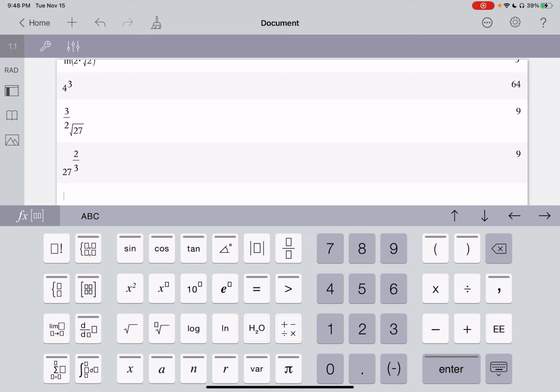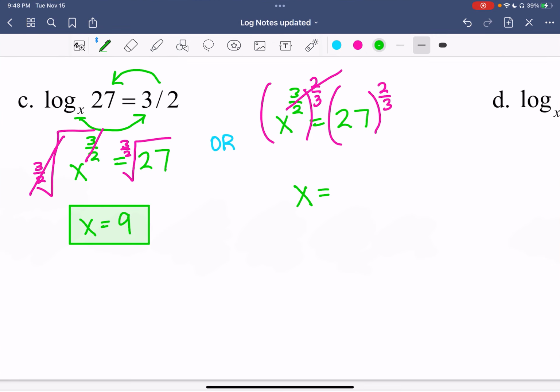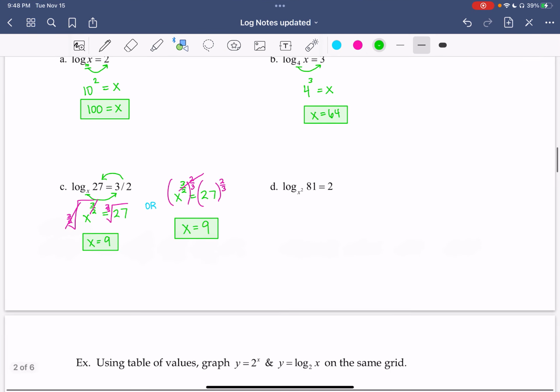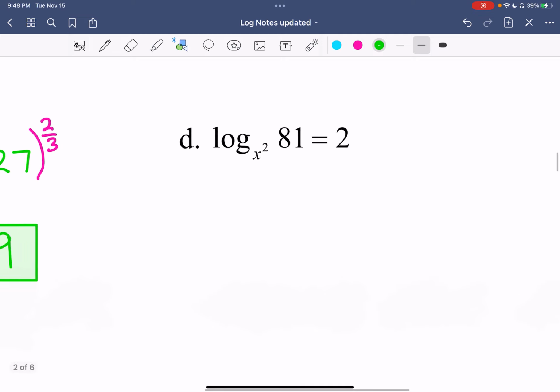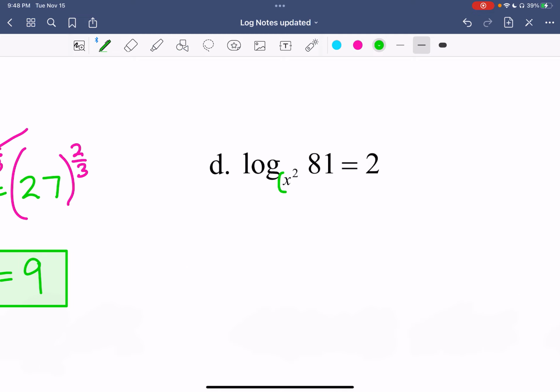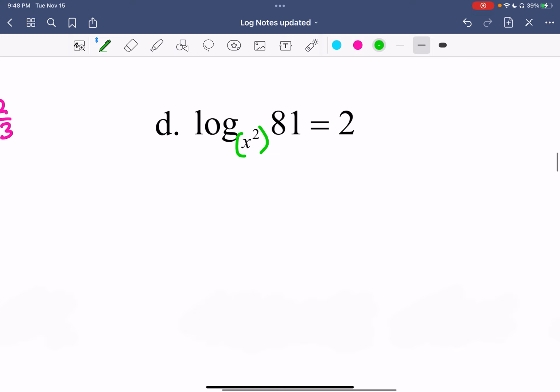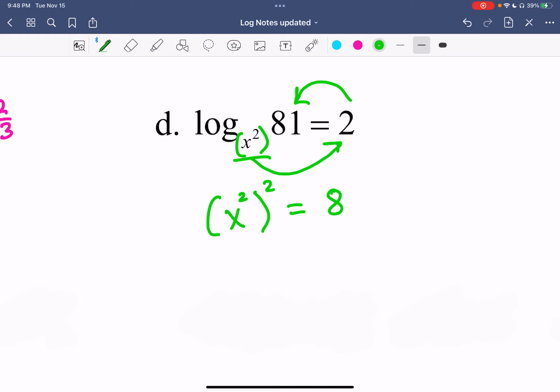So it doesn't matter if you do it as the root or you do it as an exponent, okay? But just make sure if you do the power, you're taking the reciprocal. Okay, so either way, you get 9. Okay, last one on this page. Remember to put your argument in parentheses if it's more than one digit or variable. Okay, we're going to convert it to exponential. That gives us x squared, squared, is equal to 81.